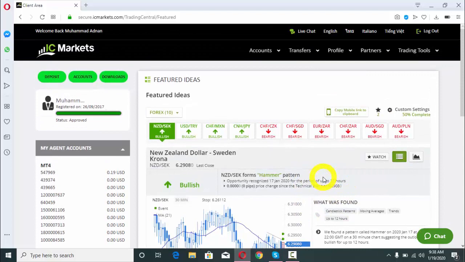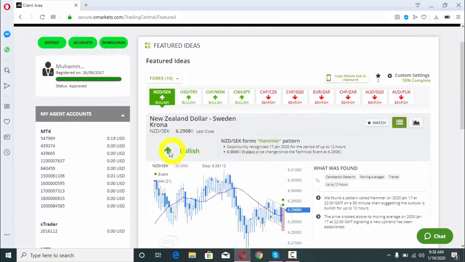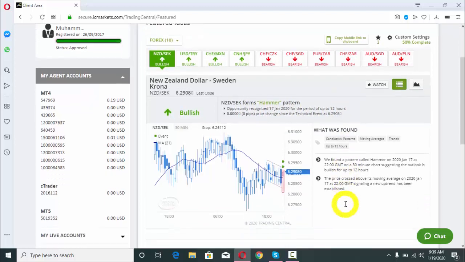What we are going to learn from them, for example here we can see New Zealand dollar and Swedish krona, and they will give their preference on this time frame. Here they have utilized a moving average of 21. Now they are saying NZD SEK forms a hammer pattern, opportunity recognized on 17 January, up to this period, etc.